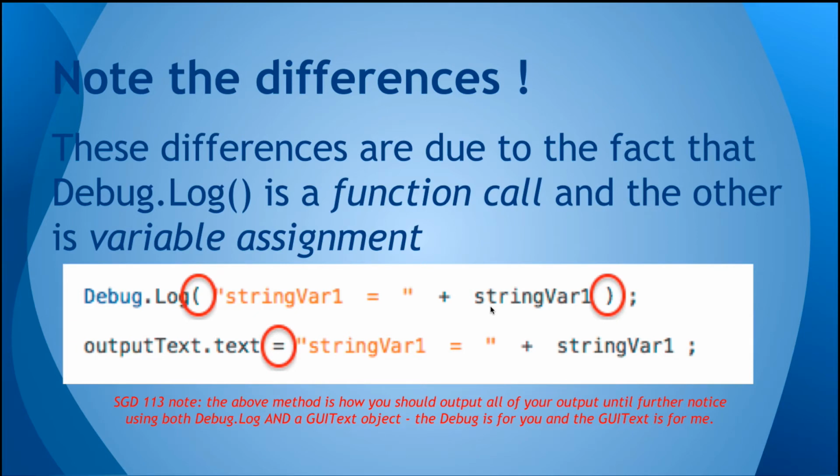Now you should note there are slight syntactical differences between sending text to Debug.log and sending it to the output text.text. This is because the Debug.log is a function and the output text.text is a property of the output text. So for the Debug.log you have these parentheses here and here. The output text you do not. And the output text you have an equal sign because you're assigning this variable this value.